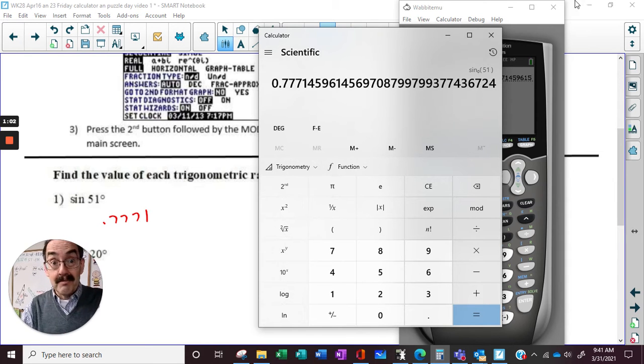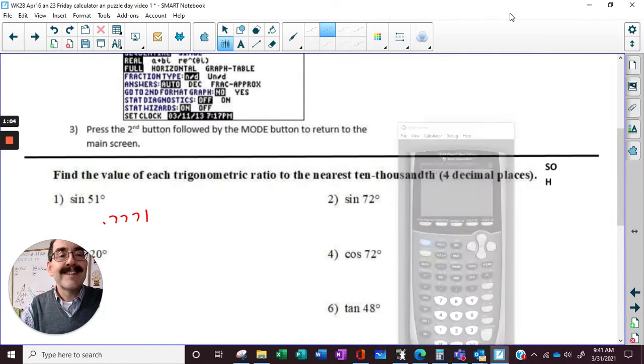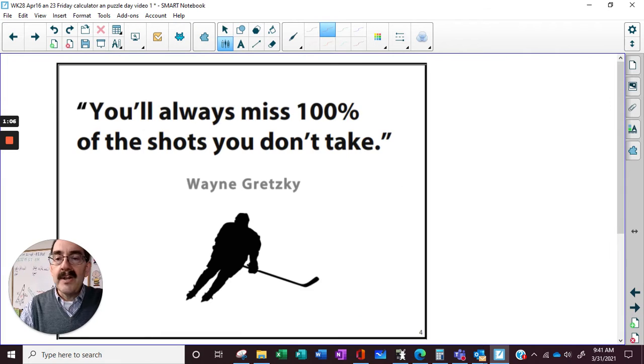Alright, let's go do some puzzles. Call it a week. Alright, our next quote, Wayne Gretzky. If you don't know who Wayne Gretzky is, write it on your note sheet and Google him sometime. You will always miss 100% of the shots that you don't take. In other words, please participate.